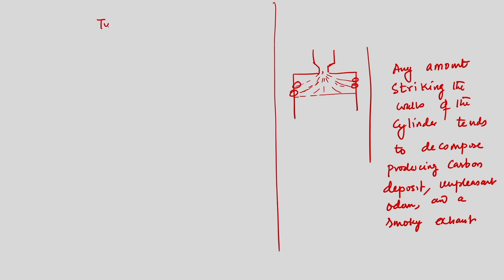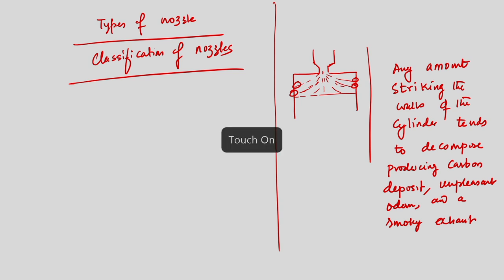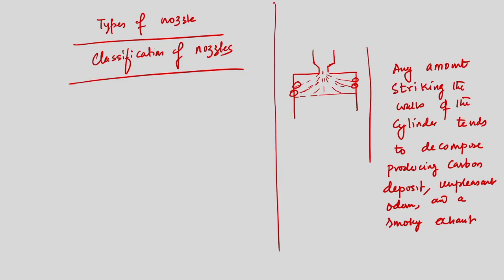Now the time has come to discuss the type of nozzle we should consider, that is, the classification of nozzles. Till now we have understood the basic objectives, and to ensure them we have discussed injection pressure, density of the air in the cylinder, fuel properties, and finally fuel nozzle design. While designing a nozzle, these four important points should be considered.